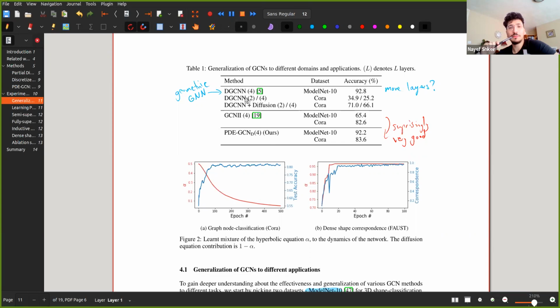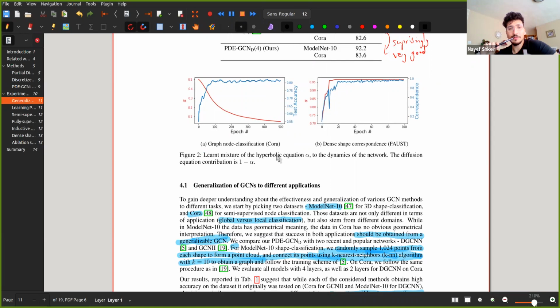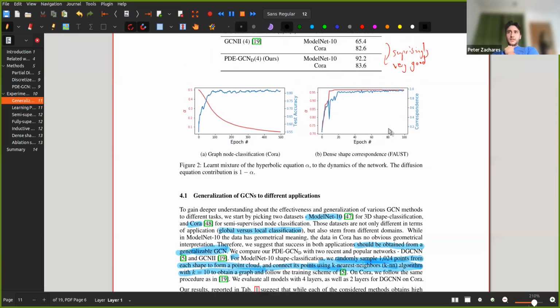For over-smoothing, they just checked for layers in DGCNN. They didn't actually try adding more layers and checking how the accuracy changes as you increase your layers, and how bad the over-smoothing actually gets in this DGCNN architecture. But these are really good results for this model. They also train a mixture model that chooses either diffusion or a hyperbolic system, depending on the dataset. You can see that for the node classification dataset, it wants the diffusion equation, and for this shape correspondence dataset, it goes for the hyperbolic system.